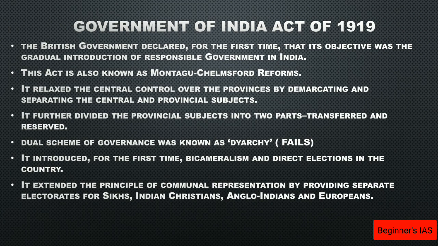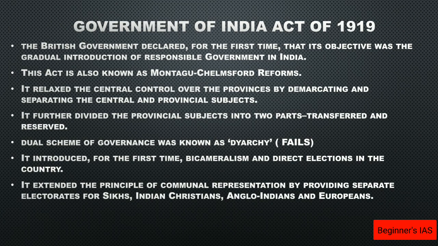Those days, the central and provincial legislatures were authorized to make laws on their respective lists of subjects. However, the structure of the government continued to be centralized and unitary. What do you mean by unitary? All the powers belong to the central legislative council, not the provincial. That is called unitary. Further, it divided the provincial subjects into two parts: transfer subjects and reserve subjects. This is famously called diarchy.